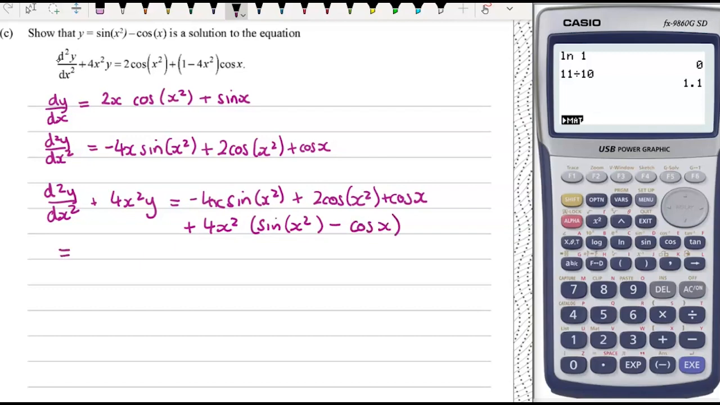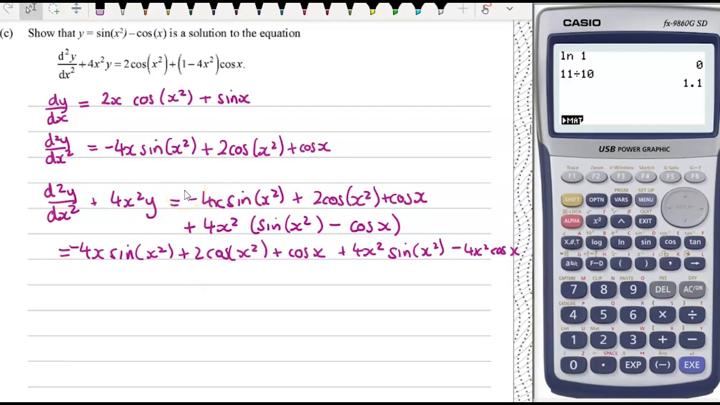Okay, so working through that, I'm going to expand that bracket. I've just got to write a whole bunch of stuff first for that first bit. Okay, then plus 4x squared sine of x squared minus 4x squared cos x. I missed a little negative here just at the start. That should have been a minus. Okay, now that's important because this one now cancels with this one.